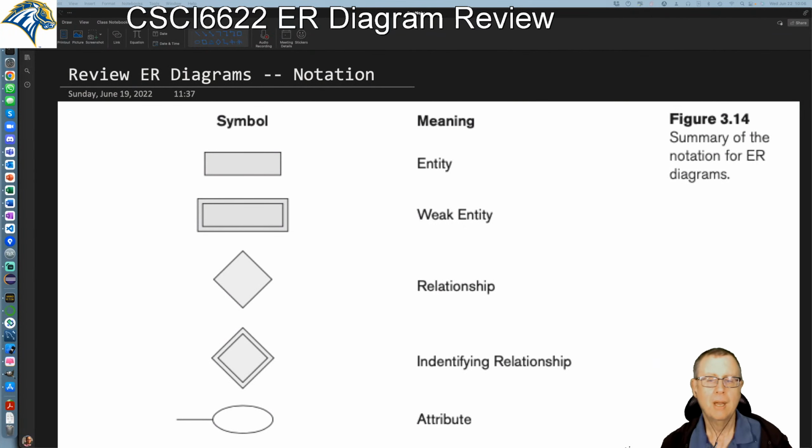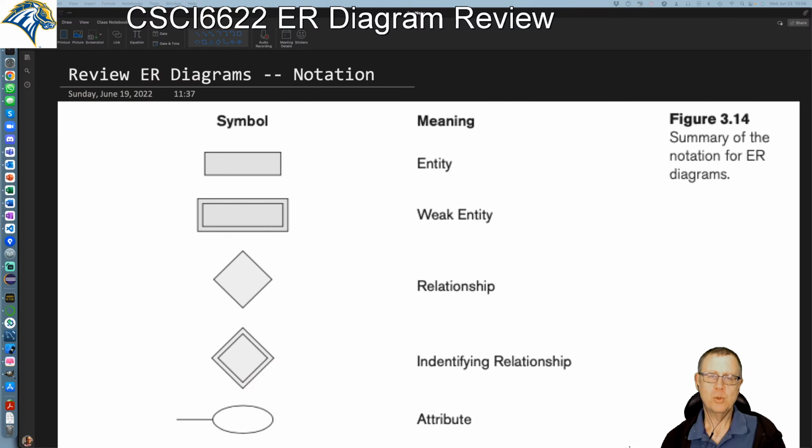Hi, I thought it would be good, since we inadvertently missed a lecture this week, that we should review the ER diagrams, because I did have a couple of requests from students to go through these. So here it is in video form.